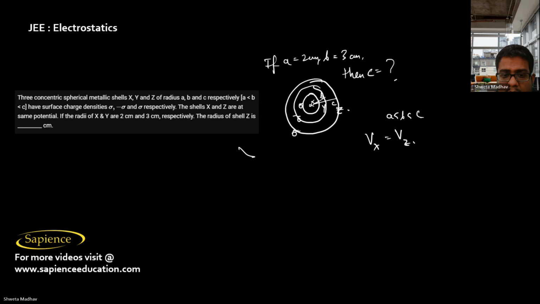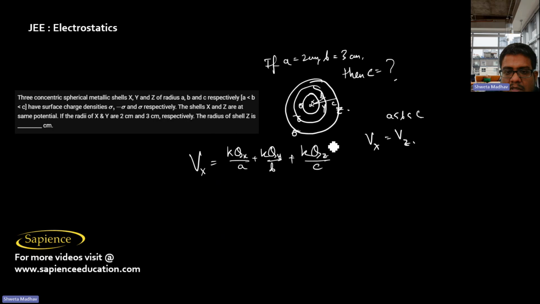Now the electric potential at the shell X will be equal to KQ by R, so that is KQX by A plus KQY by B plus KQZ by C, where QX, QY, and QZ are the net charges of the shells X, Y, and Z respectively.